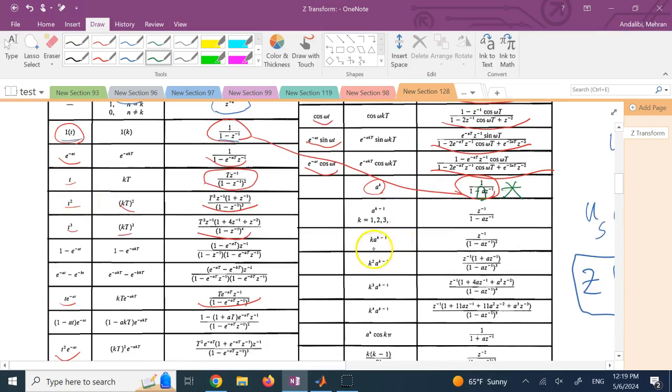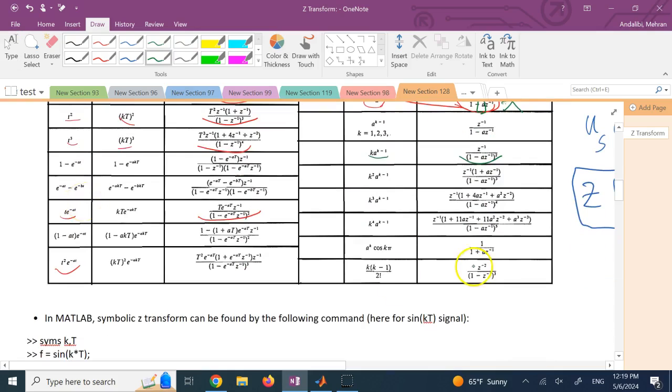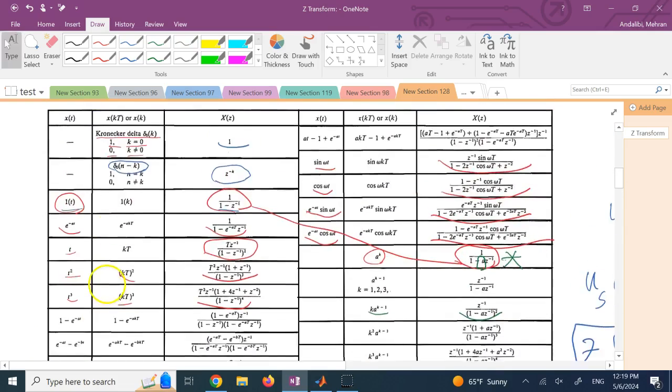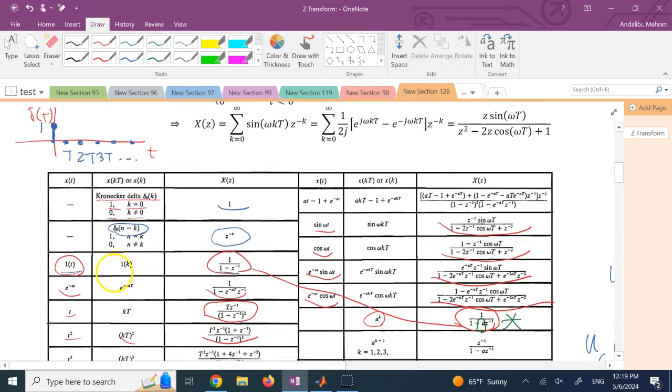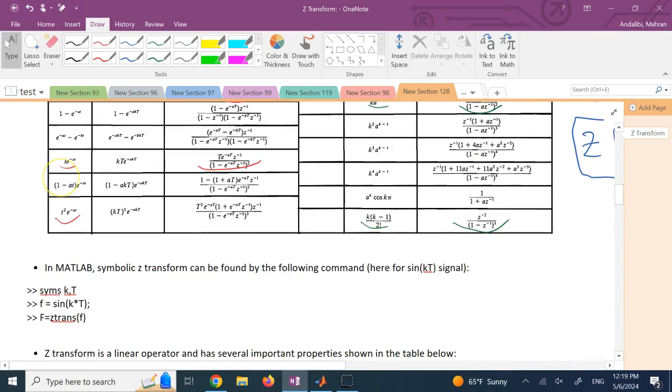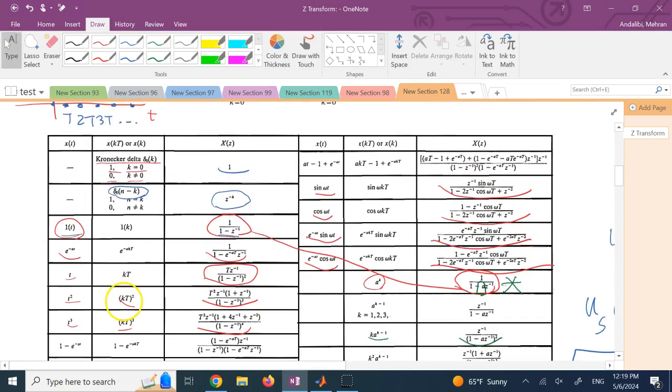Okay, and then you can multiply k by a to the k and get that, and so on, and even something like this. Okay, so this is a table of z transforms, and it is very useful. Now in MATLAB, if you want to do it, there is this command called ztrans, but you have to define it symbolic. This is a symbolic command. So if you define symbolic k and t and say, for instance, f equals sine of kt, and then say capital F is ztrans of f, that should exactly give you this guy here.